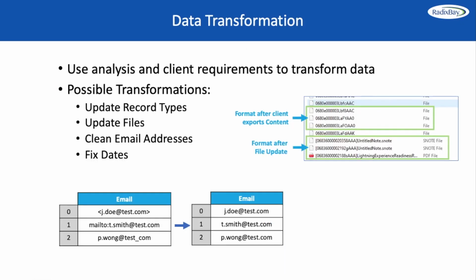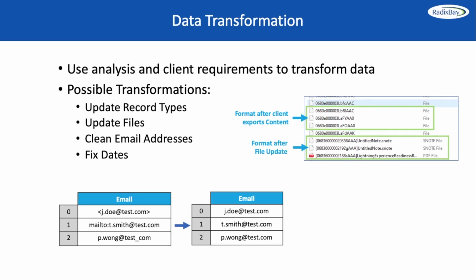Another major step in the migration process is transforming the data. You'll want to use the analysis you collected and client requirements to transform your data. You'll want to automate as many data transformations as possible. I've listed a few transformations that I had to complete and you may encounter whenever you perform a data transformation. Those transformations include updating record types, updating file names, cleaning email addresses, and fixing dates.